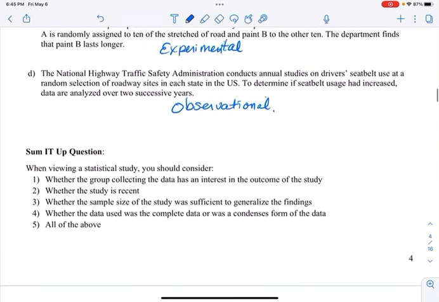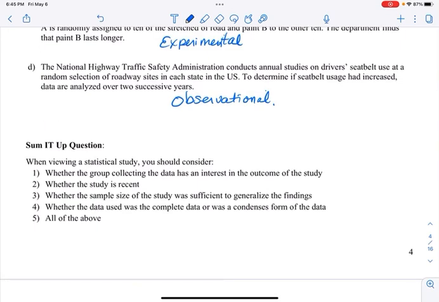Okay? And just a little summary, when reviewing a statistical study, some things that you should keep in mind. Whether the group collecting the data has an interest in the outcome of the study. If the group collecting the data has an interest in the outcome one way or the other, then that might not be the best study. You want to know whether the study is recent. You don't want a study that's 50 years old. You want to know if the sample size of the study was sufficient to generalize the findings.